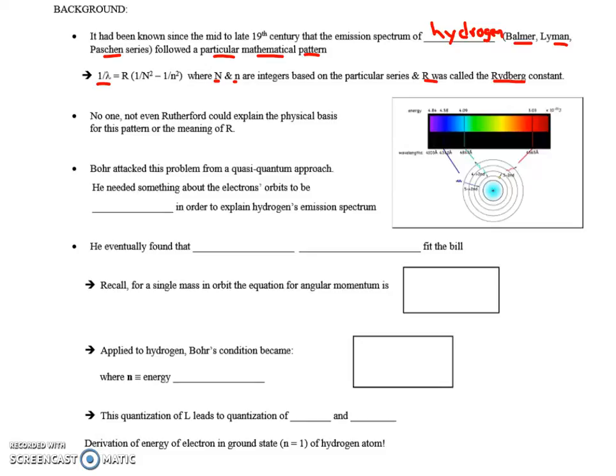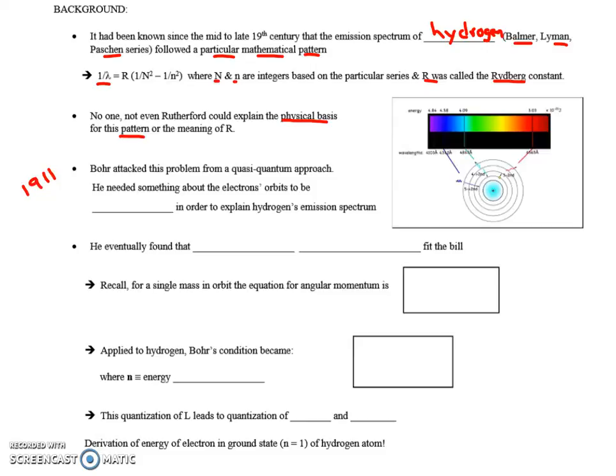The problem with this was no one, not even Rutherford after he did his nuclear model, could explain the physical basis for this pattern, or the meaning of R. It worked, it explained hydrogen, but no one knew why. And this is where Bohr picks up the problem in around 1911 or so.